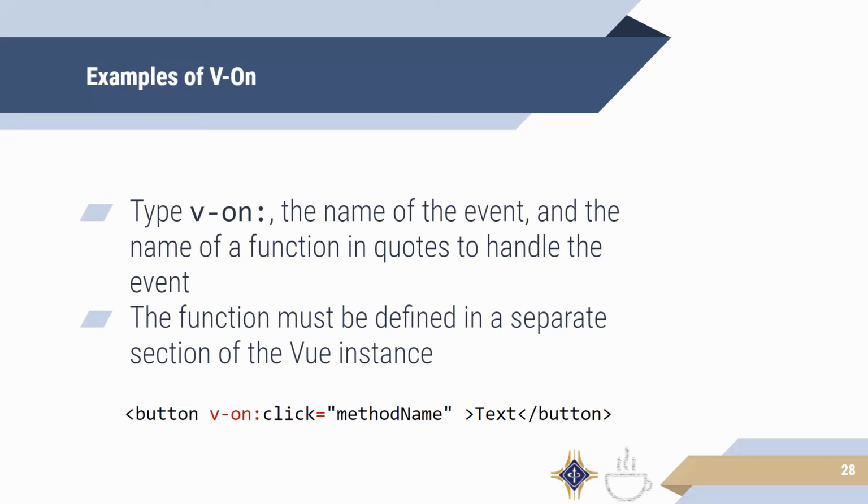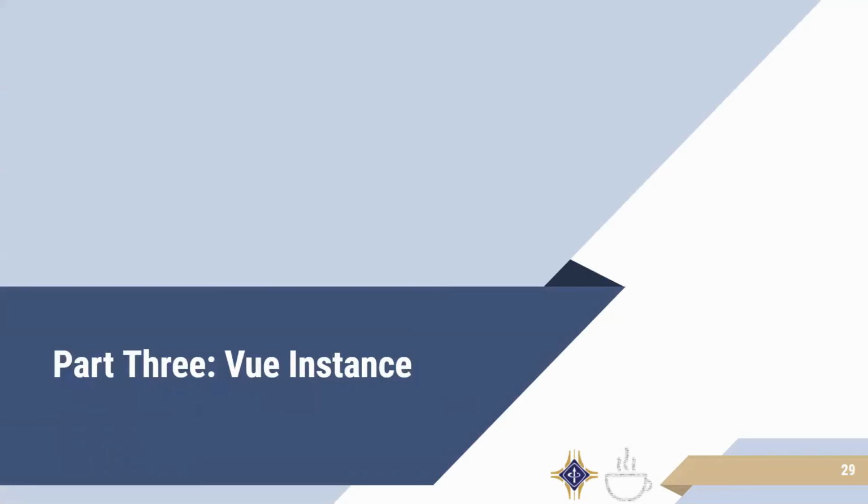One thing to note, which is a little bit tricky, is that functions must be defined in a separate part of the Vue instance. So far we saw the EL, which is the name of the root element you want to mount to. We saw data, which is all the data fields for V-Bind and V-On and all that kind of stuff. Now we'll talk about the methods field, which leads us into part 3, which is the Vue instance.